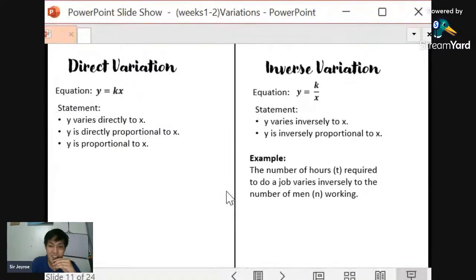Yeah, it's a good thing. Now, it's your turn. What is the equation? Okay. So T is equal to K over N. So ganyan po itsura. Okay, good. Nasa ilalim yung N kasi nga varies inversely to the number of men.